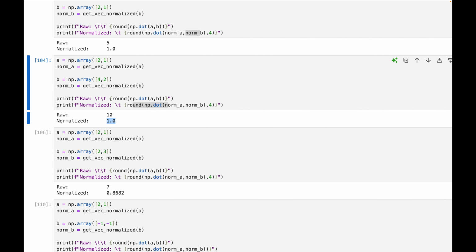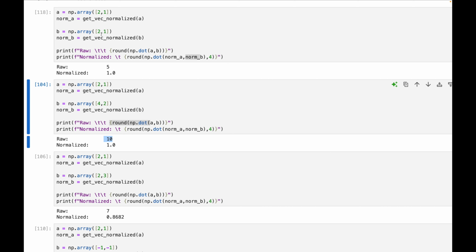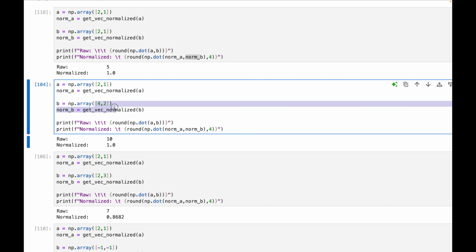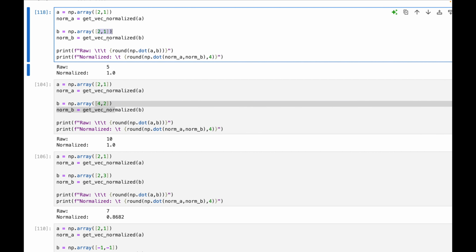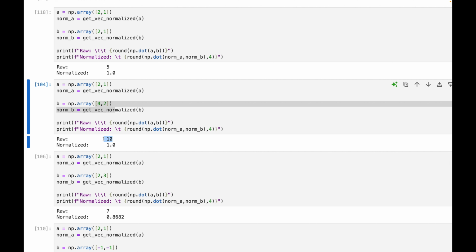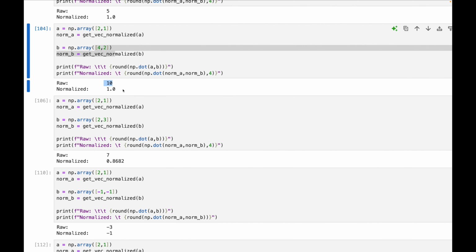But if we did not normalize, then we get a higher value. That suggests that this 4 2 is more similar to 2 1 as compared to 2 1 to 2 1 itself. That does not make sense, right? And that is because we haven't normalized. If we look at the non-normalized data, normalizing helps.